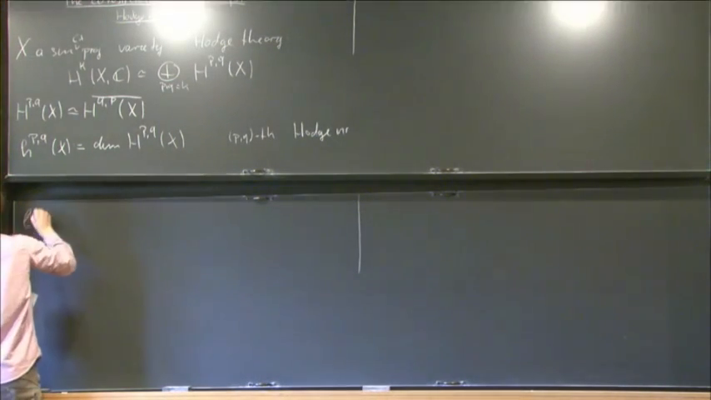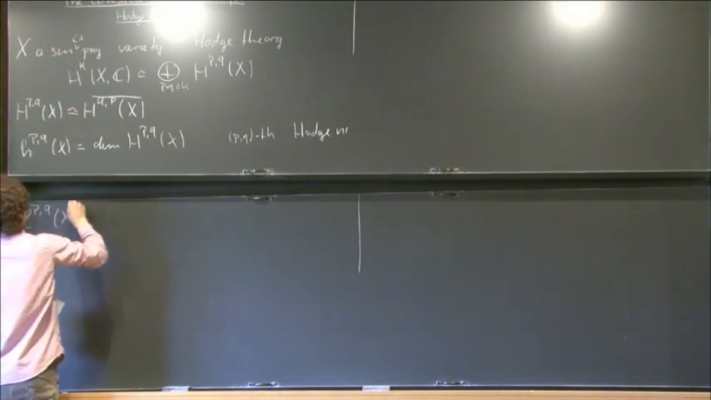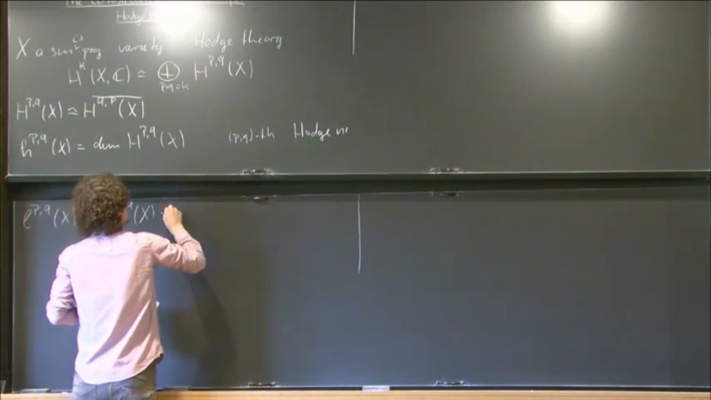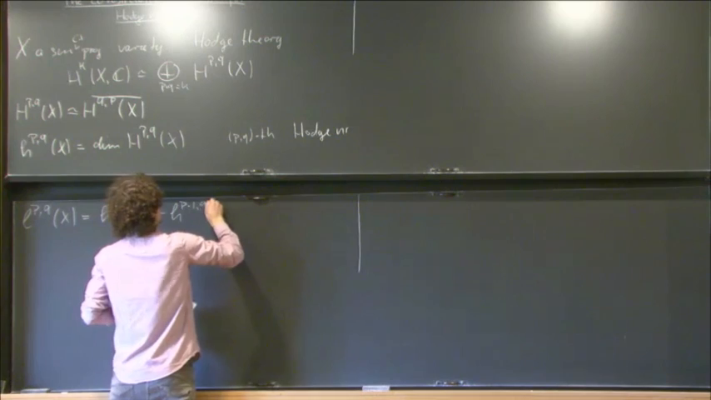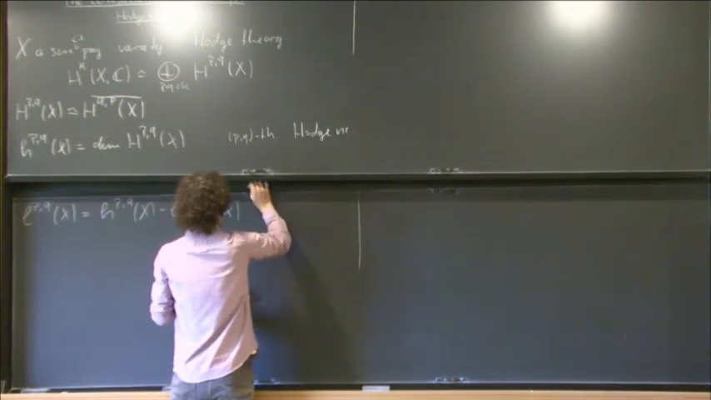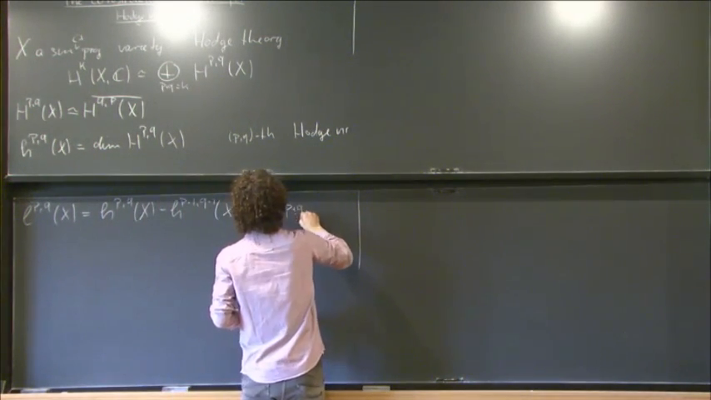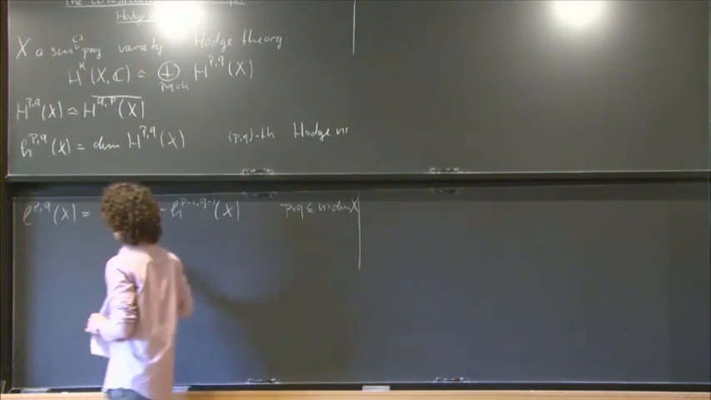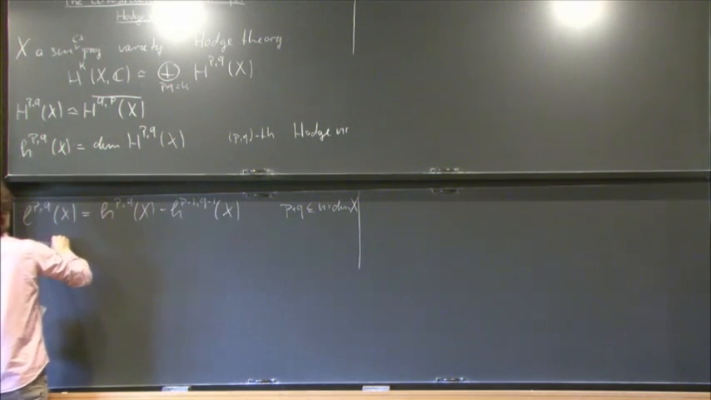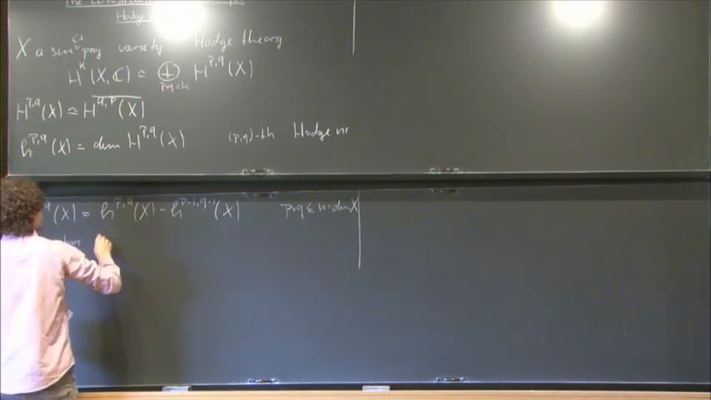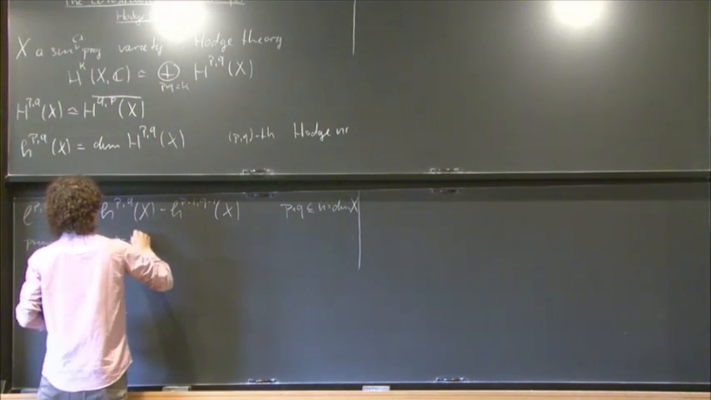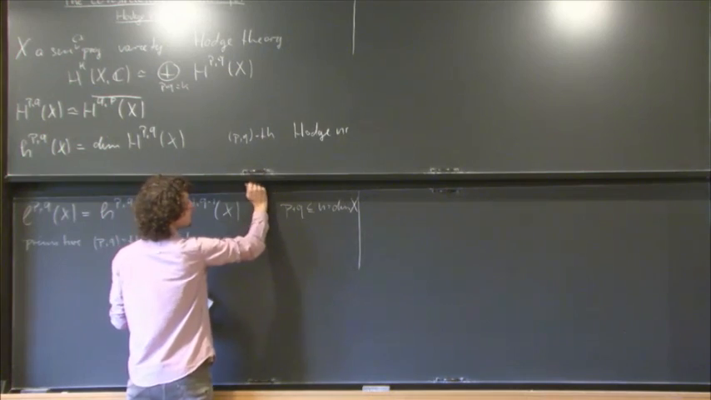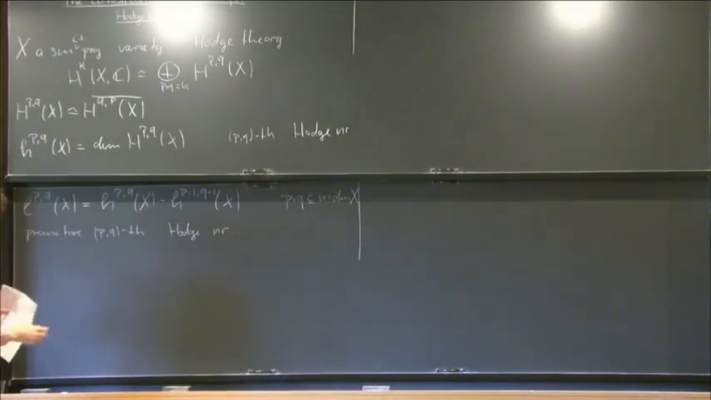And then let me write l^{p,q}(X) for the primitive Hodge number. So that would be h^{p,q}(X) minus h^{p-1,q-1}(X), and maybe here p plus q is less or equal than n, which is the dimension of X. And that's the primitive (p,q)-Hodge number. Okay.